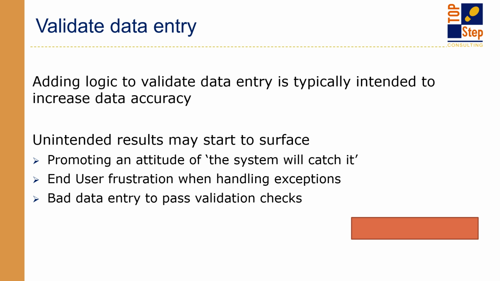The other thing is bad data entry to pass validation checks. I've seen this one quite frequently. So what do you do? The field's required due to this because that's a validation rule. So what am I going to do to get around that? Well, I'm just going to put in a period. I'm just going to type the word fine. I'm just going to put in okay. So for an example, the description's required. The person just types okay.